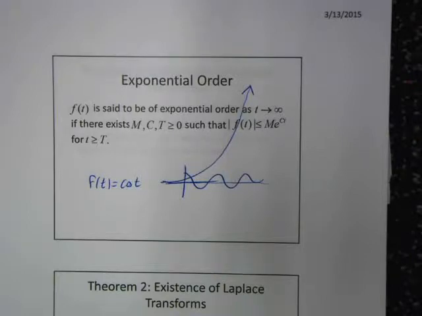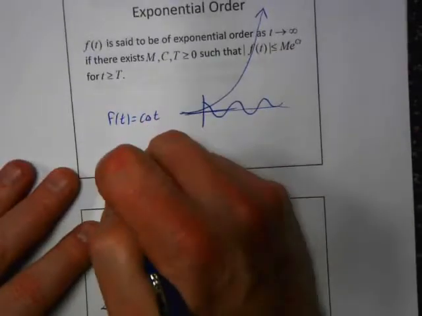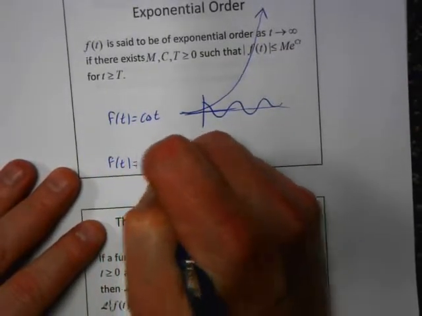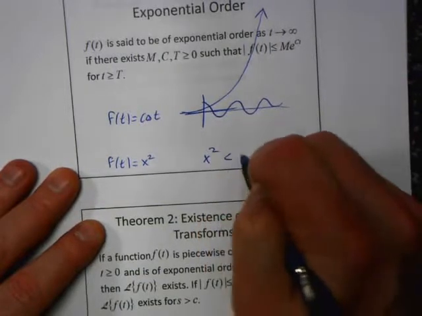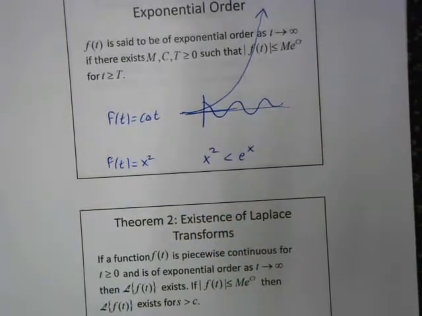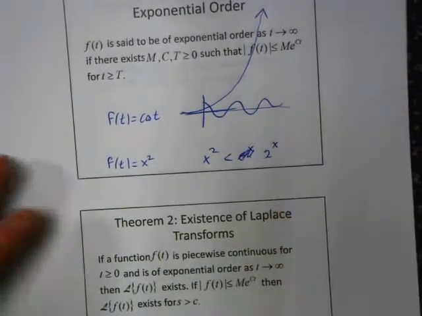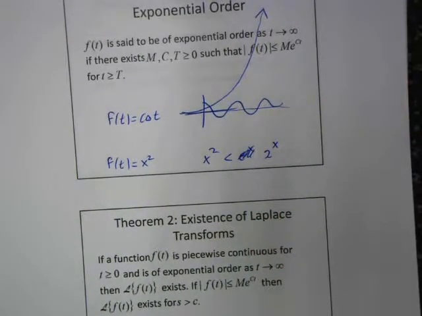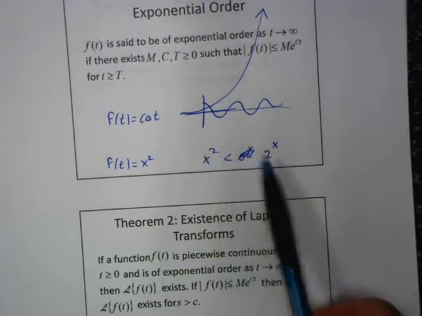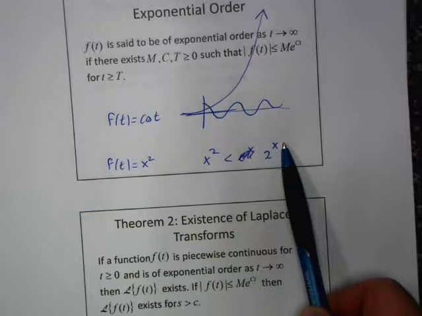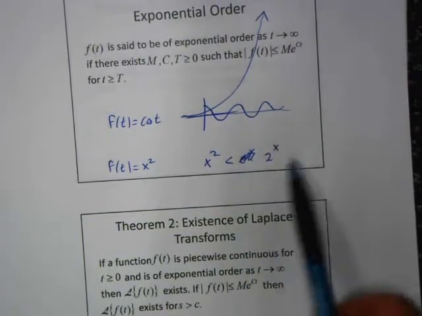x squared is of exponential order. Because x squared is eventually smaller than e to the x, or let's make it even easier, x squared is eventually smaller than 2 to the x. For example, if you pick x to be 4, 4 squared is 2 to the 4th, those are equal. For any number bigger than 4, this function is now bigger.